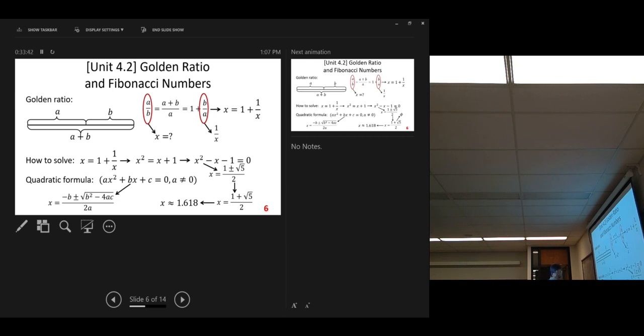Now the question: how can we relate this number, the golden ratio, to Fibonacci numbers? That's very interesting, right? Fibonacci numbers, we know, must be integers. They cannot be fractions. The golden ratio is not an integer. It's an irrational number. Square root of 5 is an irrational number.